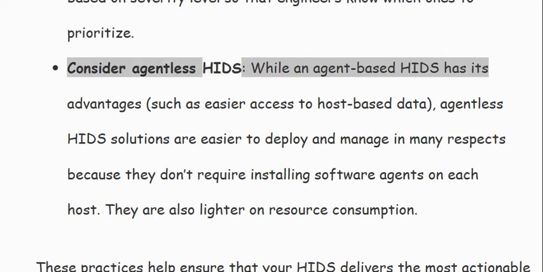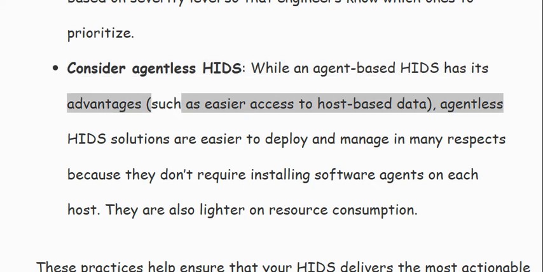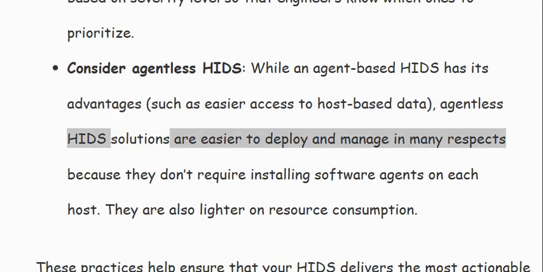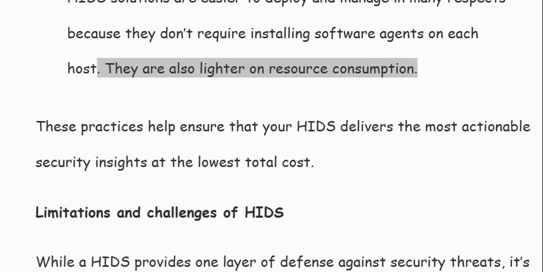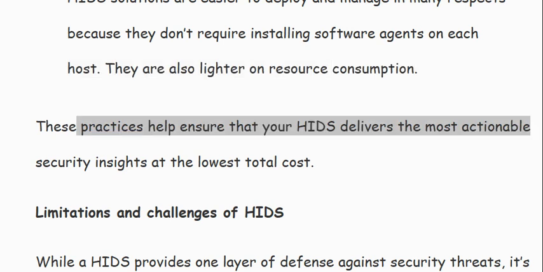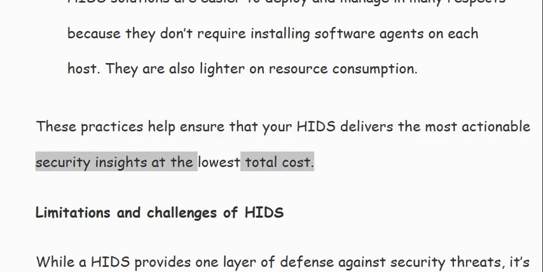Consider agentless HIDS. While an agent-based HIDS has its advantages, such as easier access to host-based data, agentless HIDS solutions are easier to deploy and manage in many respects because they don't require installing software agents on each host. They are also lighter on resource consumption. These practices help ensure that your HIDS delivers the most actionable security insights at the lowest total cost.